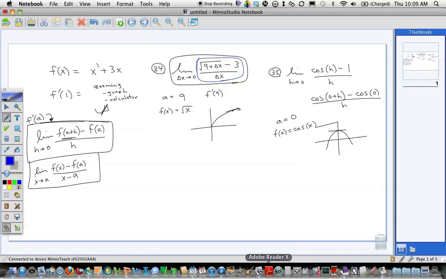Just another way to evaluate these limits, and we're going to do some more work with this later on. Another way to evaluate these limits, other than that long algebraic way we did, is to just graph this part and see what's happening as that input gets close to 0, and see what its output is. And that's another way of doing it. Okay? All right. So that's 34 and 35.